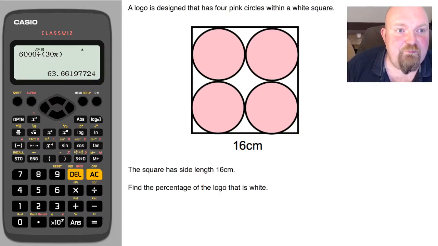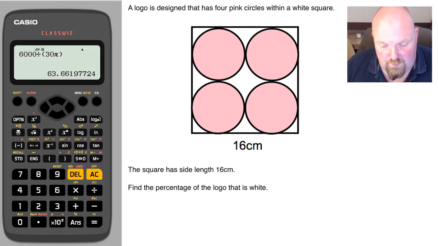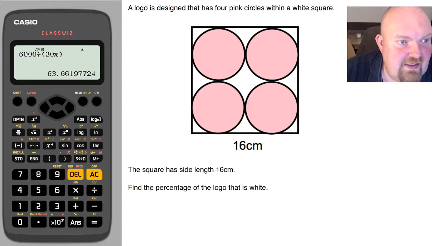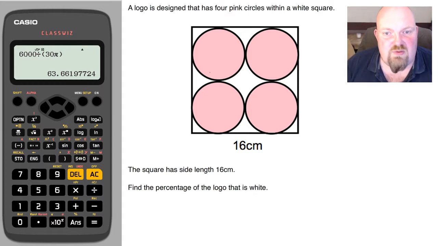Okay, this next question is quite a fiddly question, but nonetheless it's one that we can do quite straightforwardly, okay? So it says that the logo is a square and it's got 4 pink circles, okay? The square has a side length of 16 centimeters. So we need to find the percentage of the logo that is white, okay? The percentage of the logo that is white.